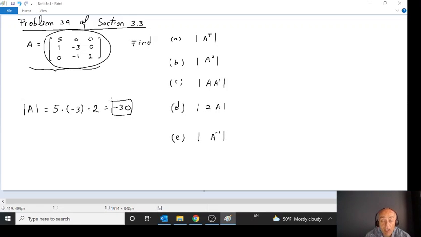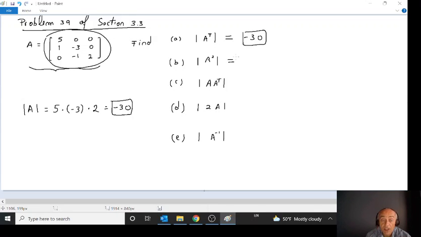With this in our bag of tools, all we have to do is to apply the known properties of the determinants that we learned in this section. For instance, to answer part A, the determinant of A transpose and the determinant of A, we know they are equal. So the answer over here for part A will be negative 30, which is the determinant of A.